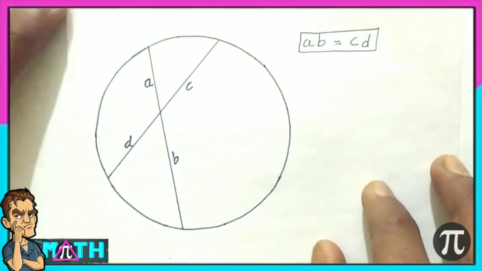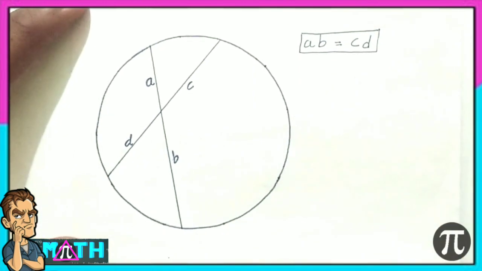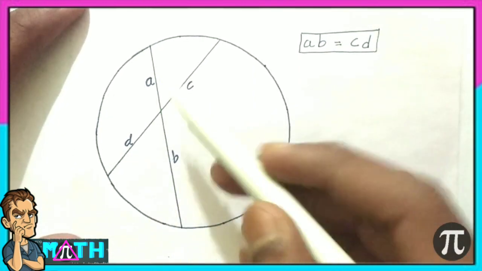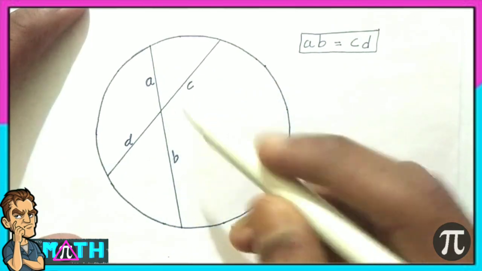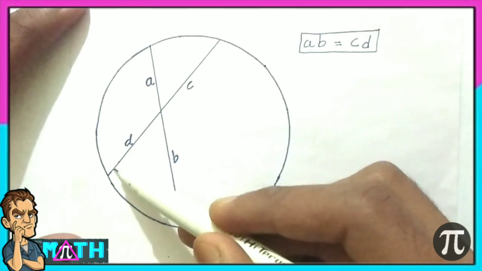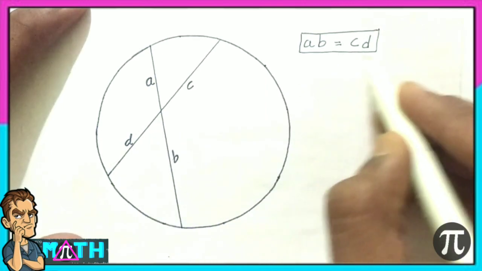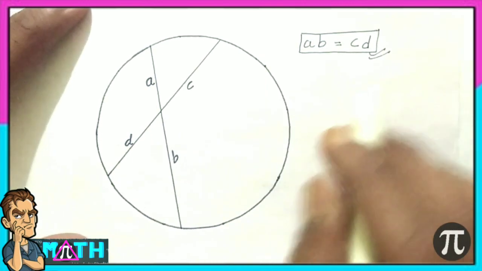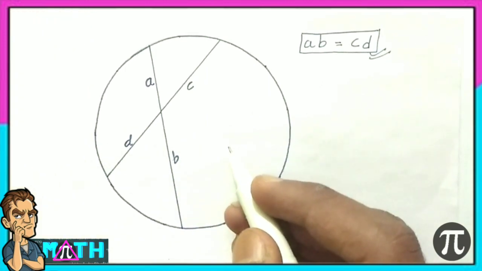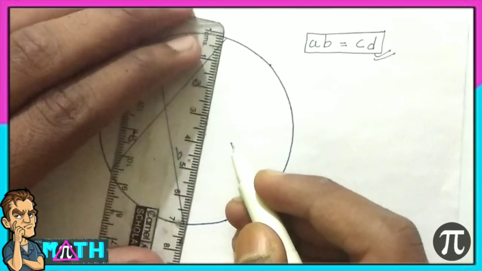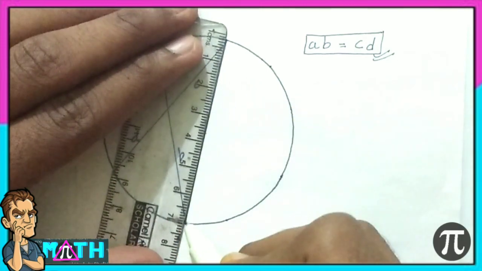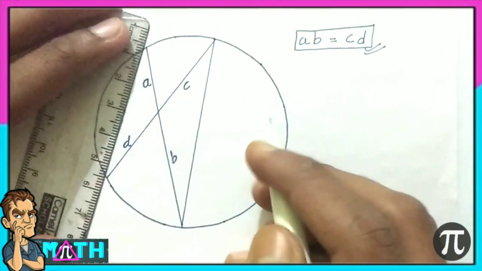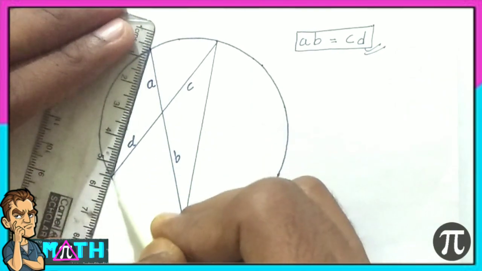Here is a circle, and we have to prove that AB is equal to CD, where this length from here to here is A, this is B, this is C, and from here to here this is D. We have to prove AB is equal to CD. So for proving this, we join these two points and also these two points as well.